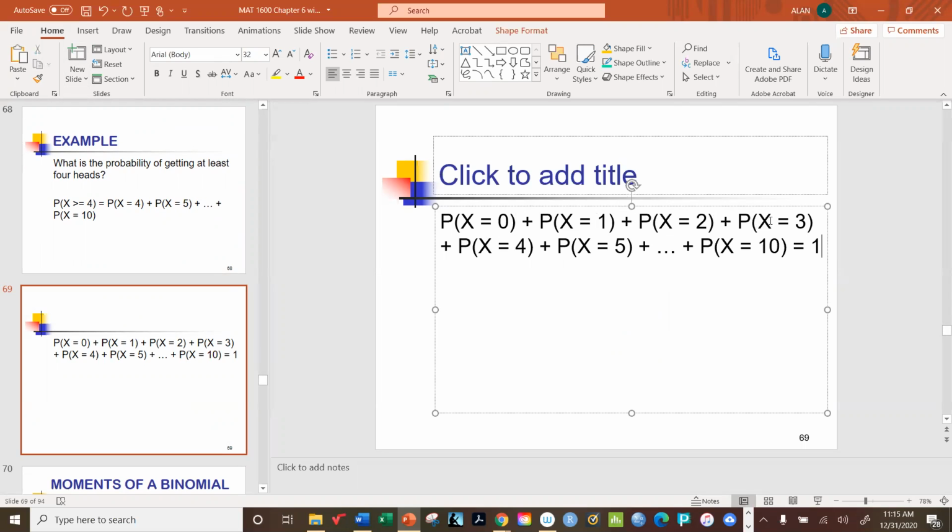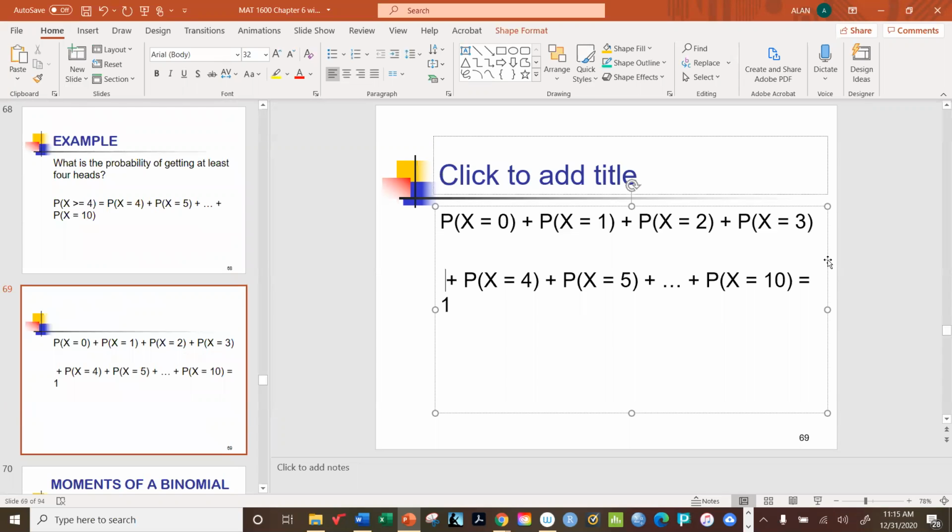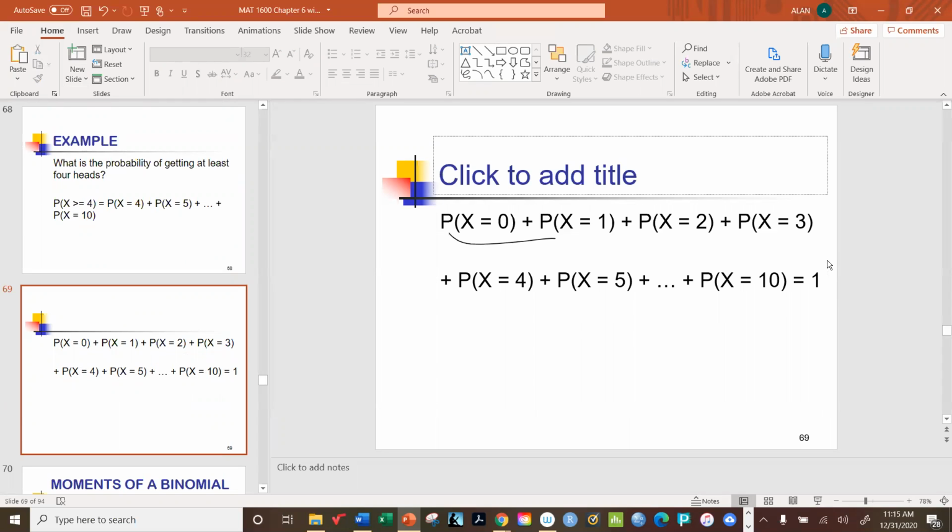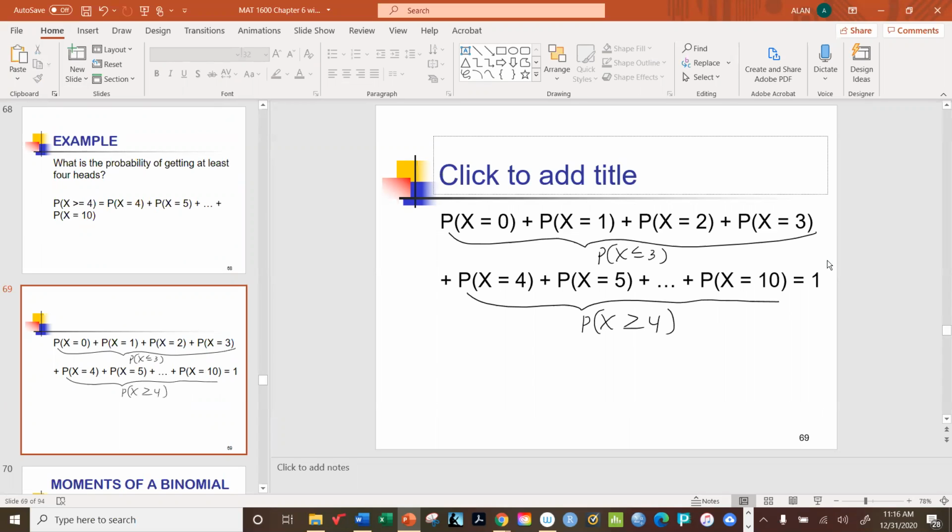Okay, so what we're seeing here is this. I'm just going to leave some room for what we're going to do. All of this could be thought of as the probability that x is less than or equal to 3. This is the probability that x is greater than or equal to 4. So you can see where this is going now.